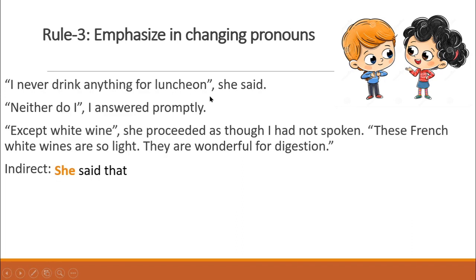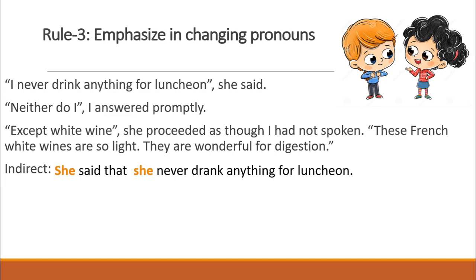So, here you see, I said that. The first sentence: I never drink anything for luncheon. This "I" will be changed according to "she". At first we have to write down, she said that she never drank anything for luncheon. We change this "I" to "she", and this reported speech is in present indefinite tense.